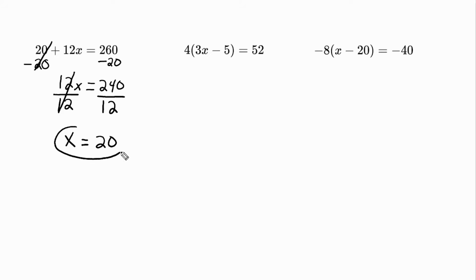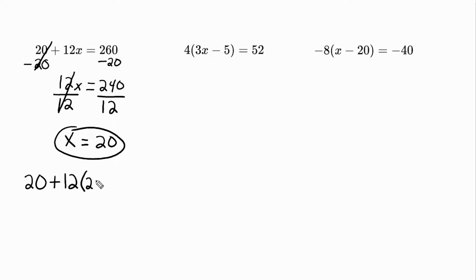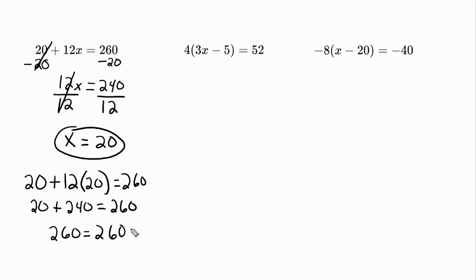Now, to check our answer, what we should do is plug our answer into the variable of our original equation. So we're going to see if 20 plus 12 times an x value of 20 would be equal to 260. And so we simplify the left-hand side a bit. We have 20 plus 240 is equal to 260. And we can confirm that we came up with the correct value of x.